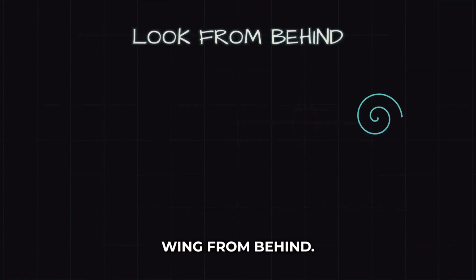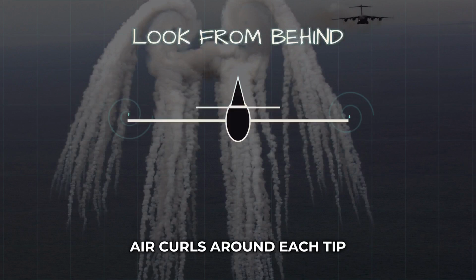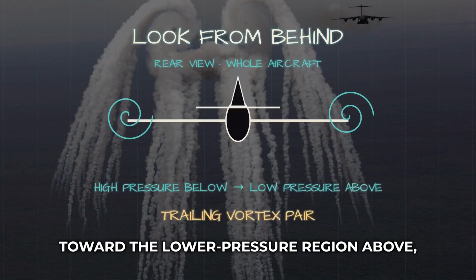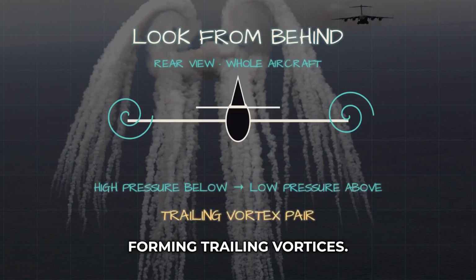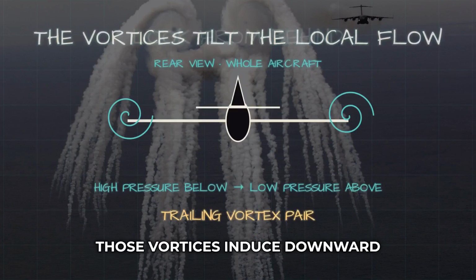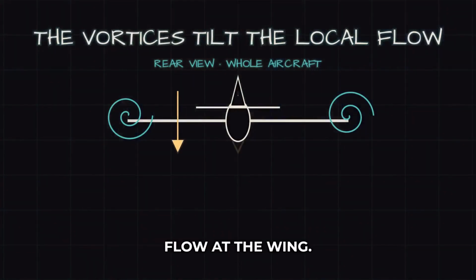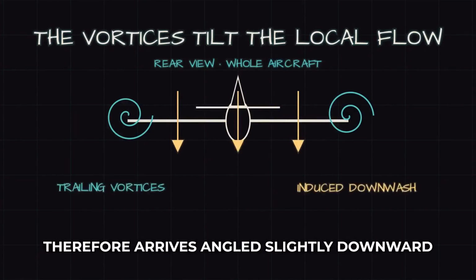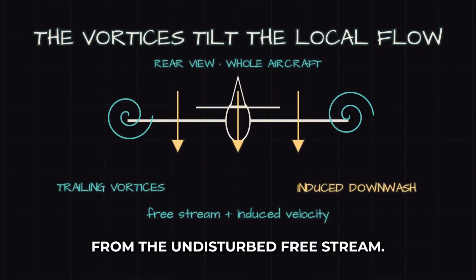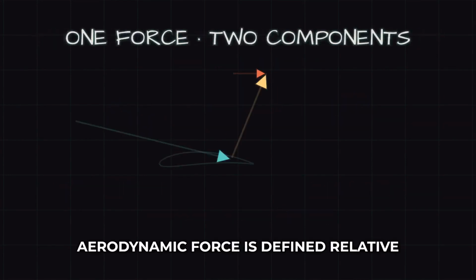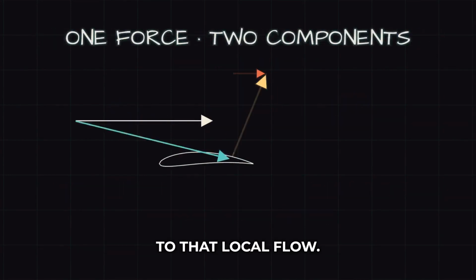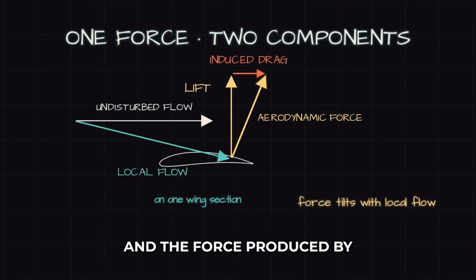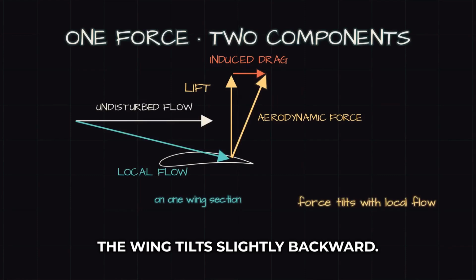Look at a real wing from behind. Air curls around each tip from the higher pressure region below toward the lower pressure region above, forming trailing vortices. Those vortices induce downward flow at the wing. The local air meeting each section therefore arrives angled slightly downward from the undisturbed free stream. Aerodynamic force is defined relative to that local flow. Tilt the local flow downward, and the force produced by the wing tilts slightly backward.